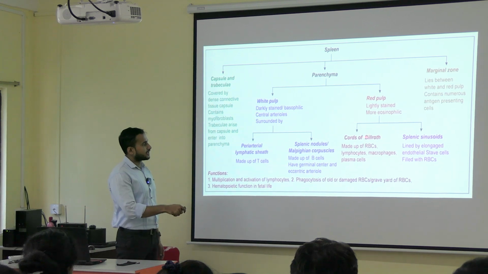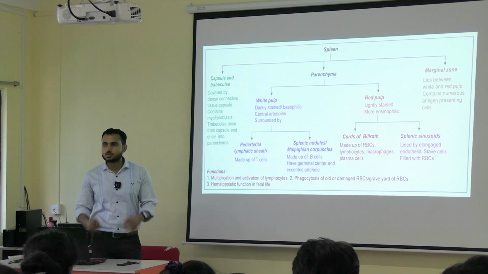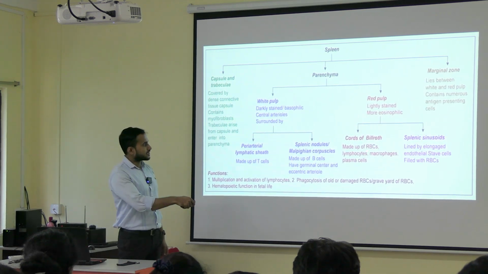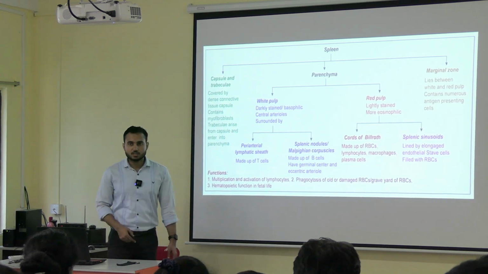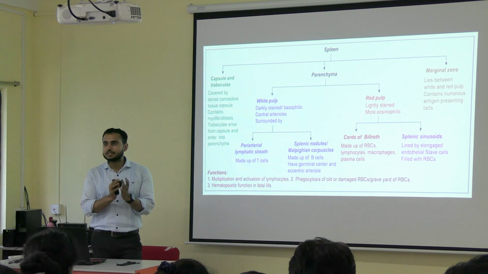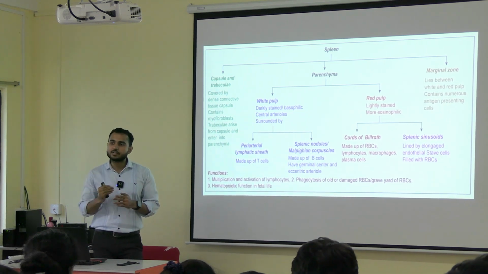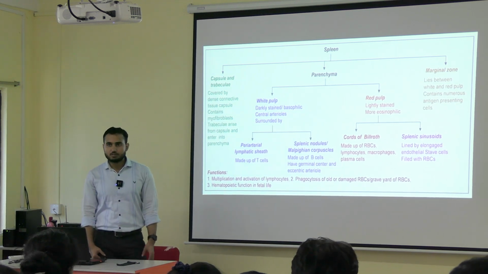What are they? These are the cords of Billroth, where different types of cells are present, and those cells are arranged in the form of cords. So which are the cells? RBCs, lymphocytes, macrophages, plasma cells. These cells together are arranged in the form of cords, and those cords are separated from each other by the splenic sinusoids. Now what is sinusoids?